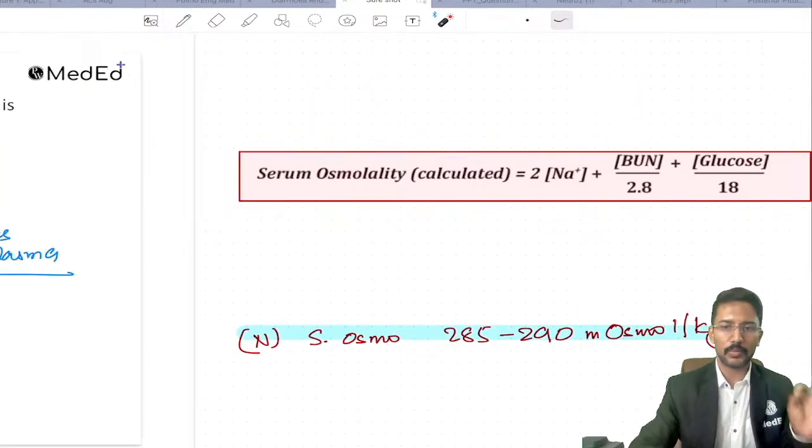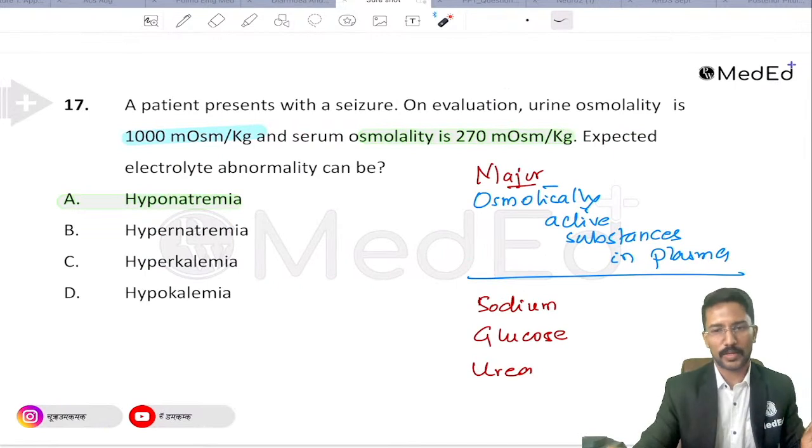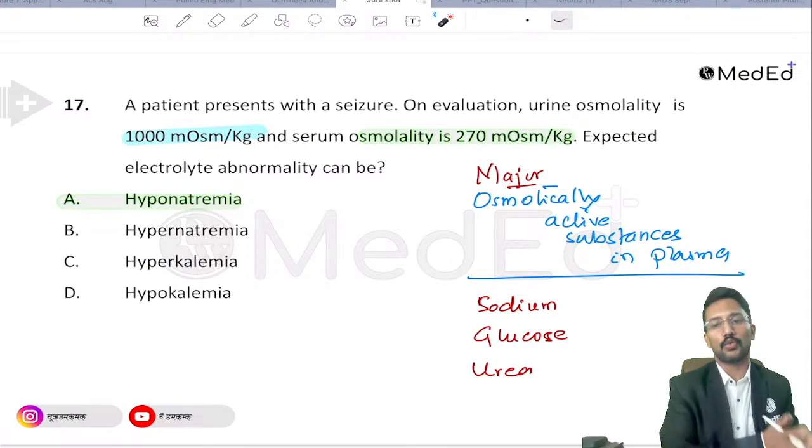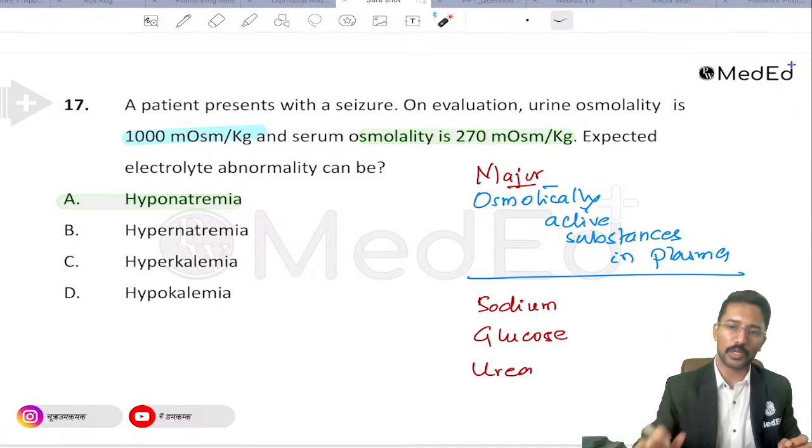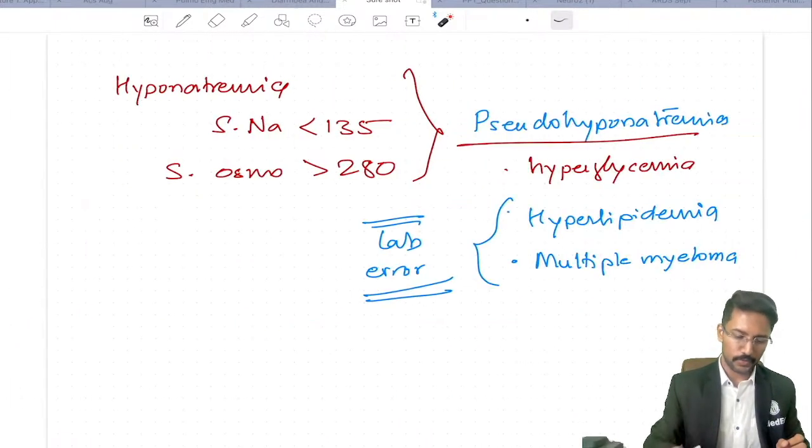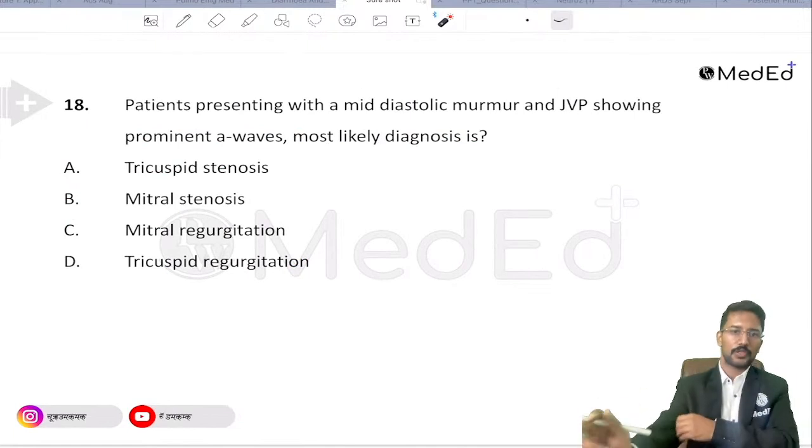Anytime you diagnose hyponatremia, the first thing is to check the serum osmolality. If it is decreased, then only it is true hyponatremia. If it is not decreased, it is pseudohyponatremia, and according to that you can investigate further. Okay, so that question is done. We'll move to the 18th question now.